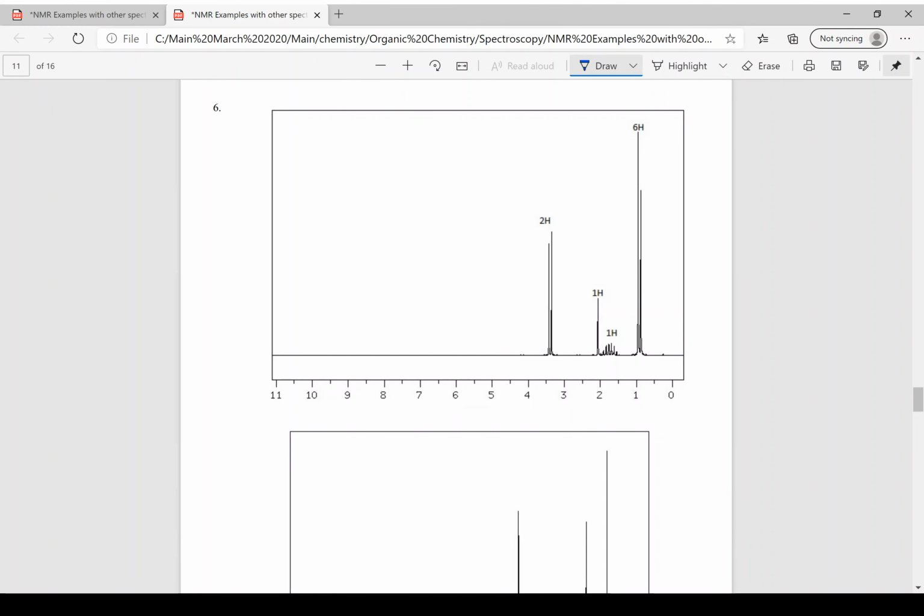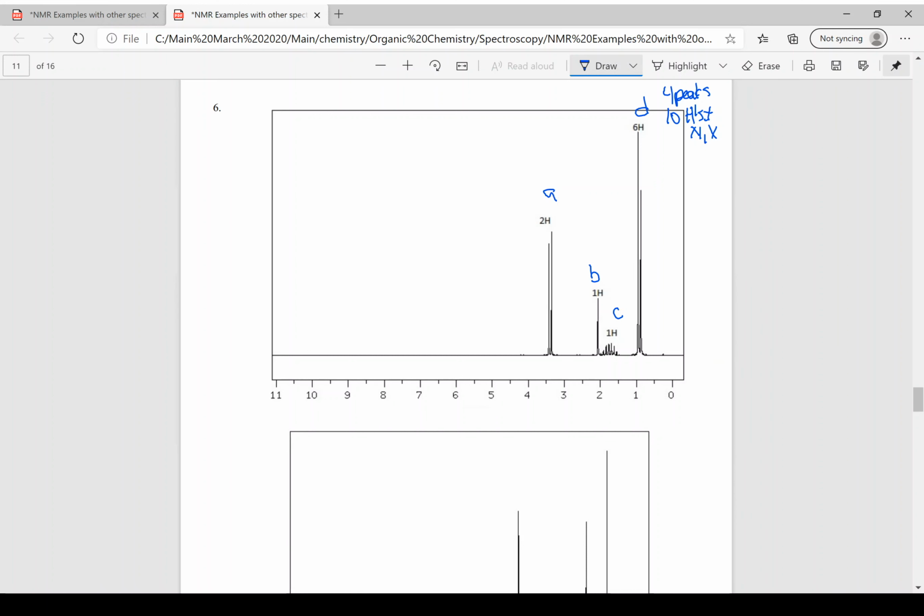Let's do another one of those multi-spectra problems. Let's do number 6. So here we are with our proton NMR, and it looks like we have A, B, C, and D. We have 4 peaks, so 4 unique types of hydrogens, and 2, 3, 4, and 10 hydrogens, which means there's no nitrogen or halogen.